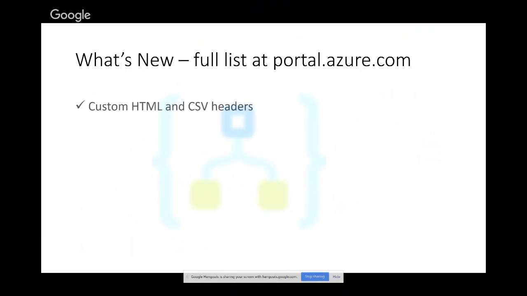So what's first? Custom HTML and CSV headers. This is a not very well-known feature, where if you have an array, any collection, you can actually convert it to either a CSV document or to an HTML table with what we call the table action. An example of this is maybe you want to get a daily summary of all the tweets that happened within that day on a certain topic.